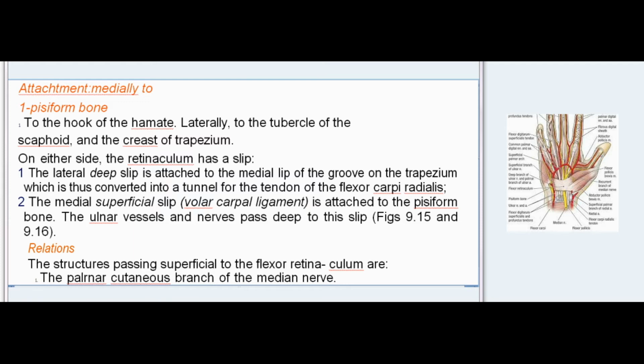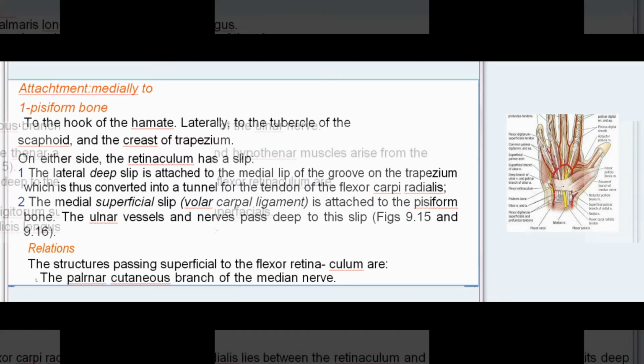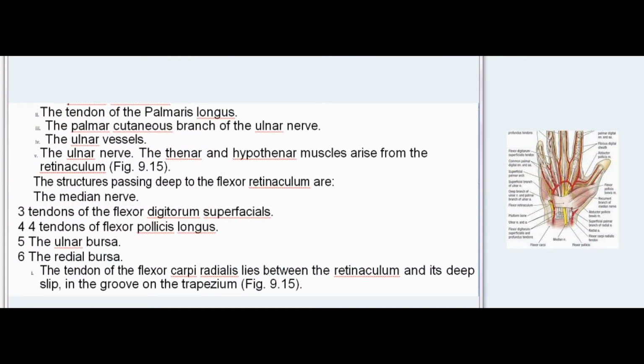Relations: the structures passing superficial to the flexor retinaculum are the palmar cutaneous branch of the median nerve, the tendon of the palmaris longus, the palmar cutaneous branch of the ulnar nerve, the ulnar vessels, and the ulnar nerve. The thenar and hypothenar muscles arise from the retinaculum, Fig 9.15.